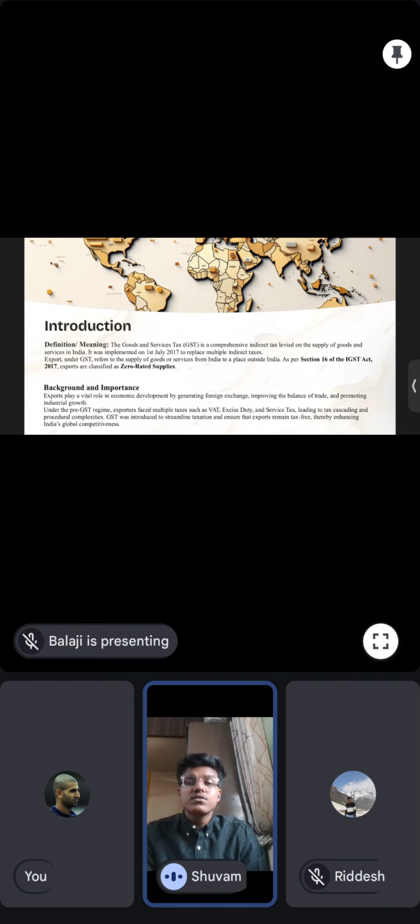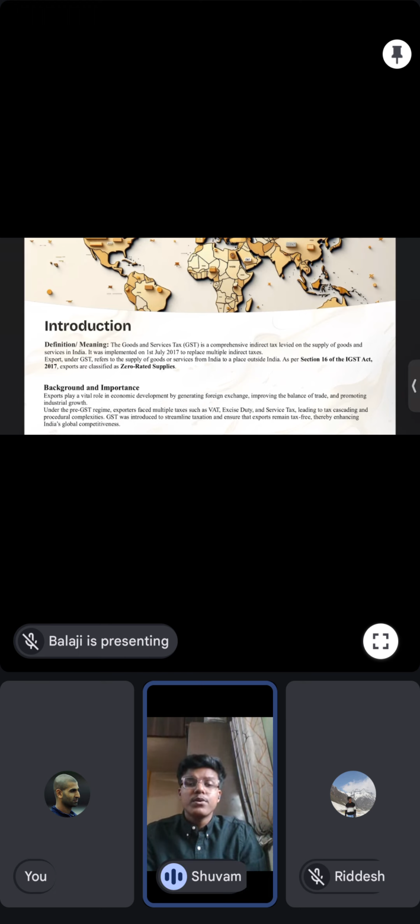Export refers to the supply of goods or services from India to a place outside India. As per Section 16 of the IGST Act 2017, exports are classified as zero rated supplies. This means that although exports are taxable supplies, the rate of tax applicable is 0%, and exporters are eligible to claim refunds of input taxes paid.